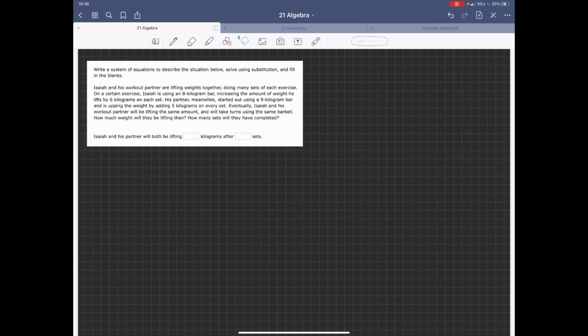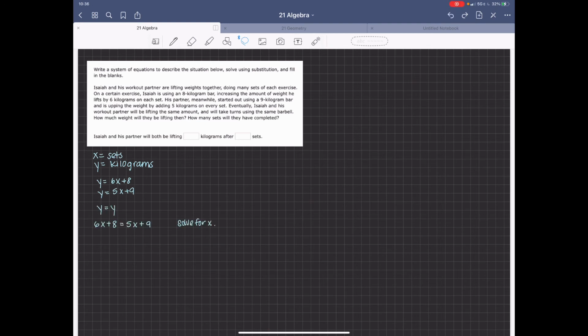So we're going to talk about this. We're going to know that X equals sets and Y equals the kilograms. For the first equation, it's going to be Y equals 6X plus 8, because you start out with an 8-kilogram bar, and he's adding 6 kilograms per set. And then his partner is starting out with a 9-kilogram bar and then adding 5 kilograms after every set. So that's going to be Y equals 5X plus 9.